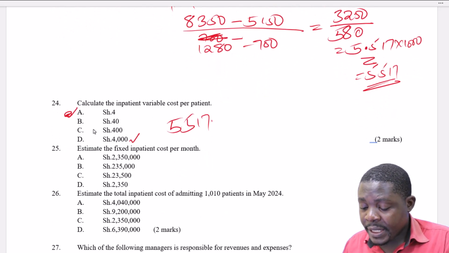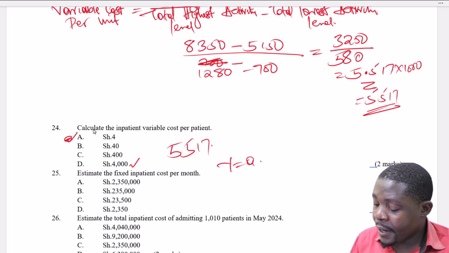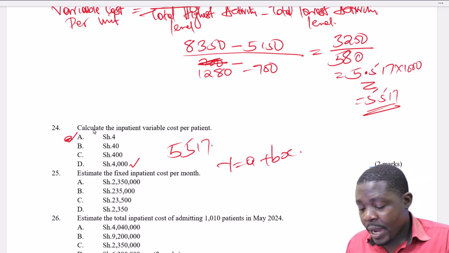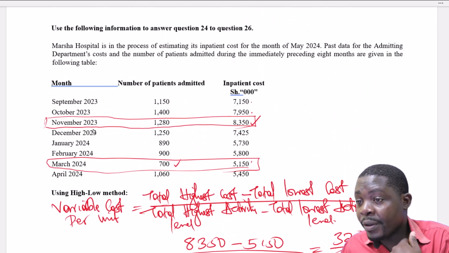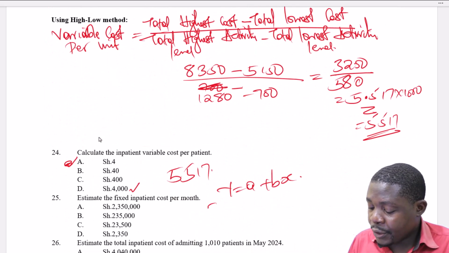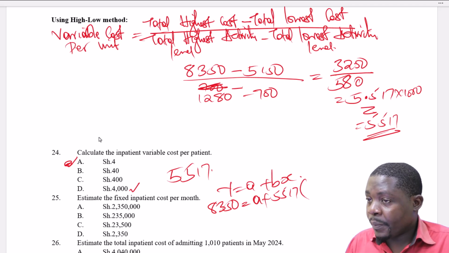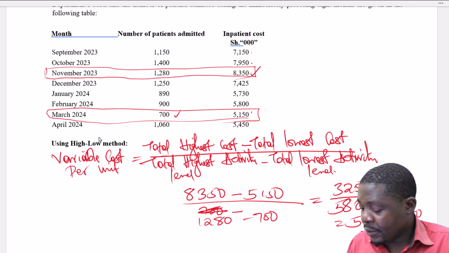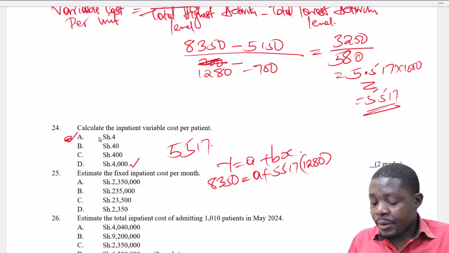Then you are told to estimate the fixed inpatient cost. We are meant to use the equation y is equal to a plus bx. We are going to pick one of these. You can decide on the one for November or March. If you use November, y is going to be 8,350, equal to a plus 5,517 multiplied by 1,280 for November. We are trying to get the value of a, which is the fixed cost.